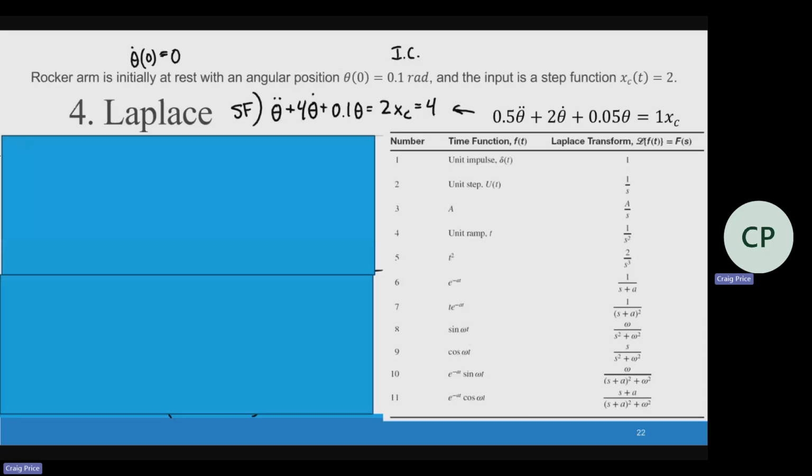First, plugging in the values, this is what I had for the model. You want to first put it into standard form. And then if I plug in, my step is 2. What is that, 2 meters? That's kind of crazy. But maybe not. Maybe the scale of this thing is immense. Anyways, we're doing a step of 2. And so my equation in standard form is theta double dot plus 4 theta dot plus 0.1 theta is equal to 4.